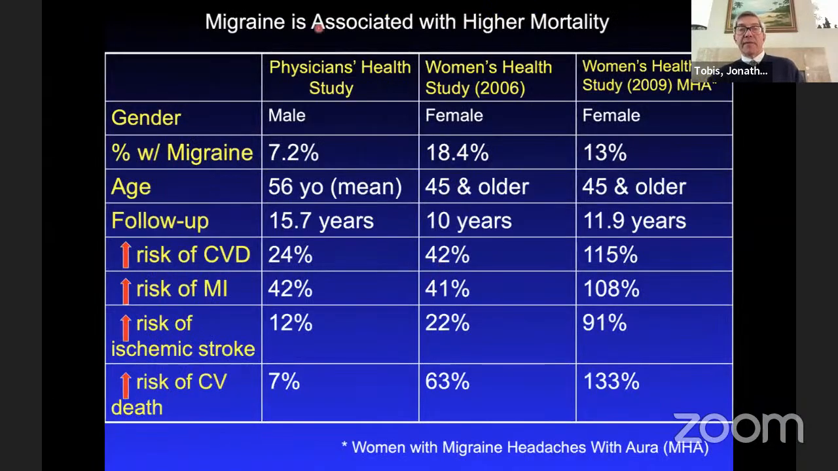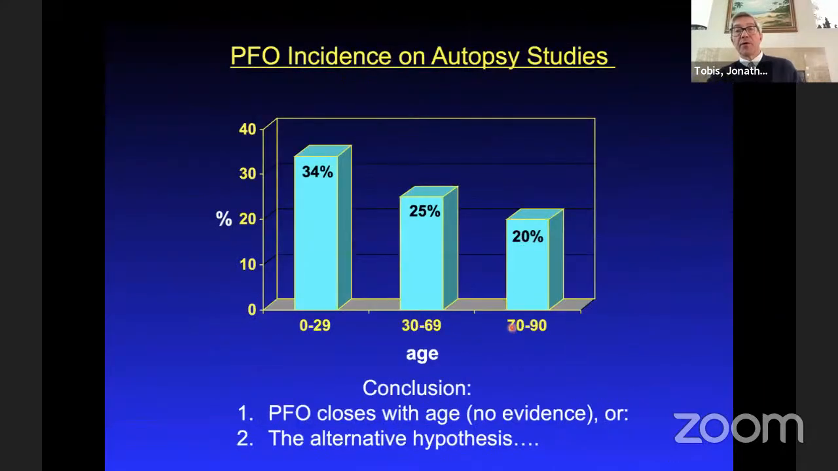There's also data that migraine is associated with a higher mortality. This is from the Physicians' Health Study, the Women's Health Study. These are 25, 30,000 patient studies, and they all show an increased risk of cardiovascular death. So MI and stroke. And the question is, if these people have migraine, is it due to a PFO? Is there something bad about the migraine per se? I think it's likely to be the PFO.